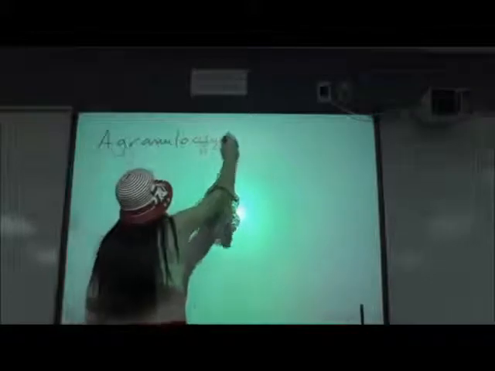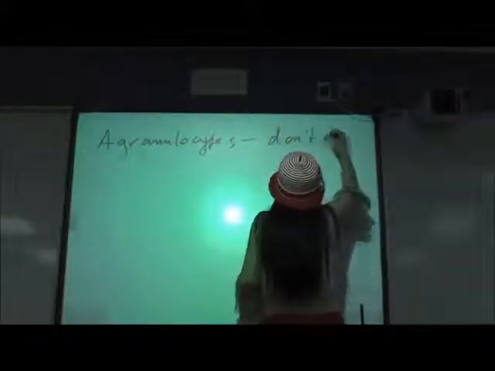All right, our next type of cells by category are called agranulocytes. And they have granules, but they're not picking up a specific type of dye. So we'll say they don't pick up a specific dye.